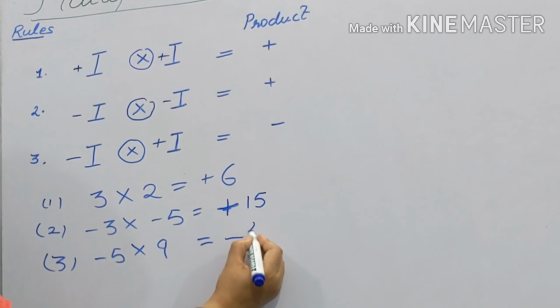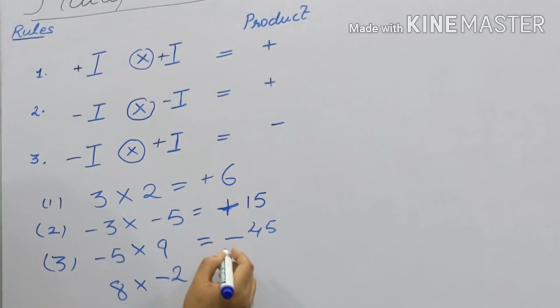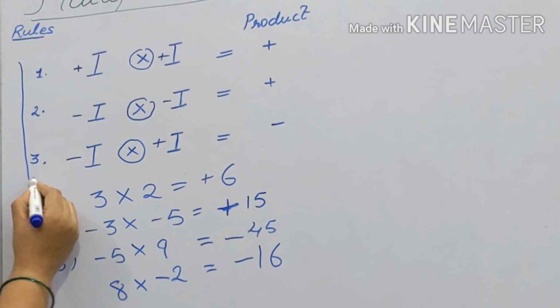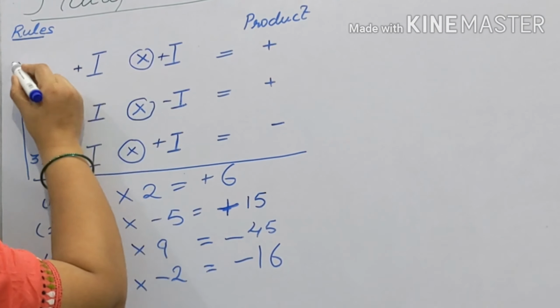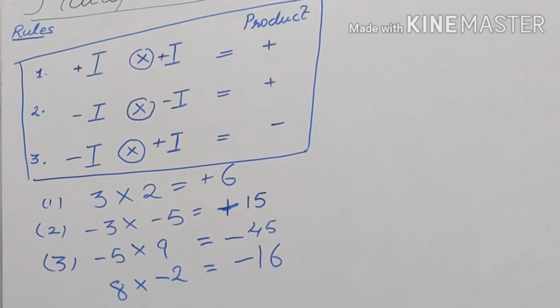9 times 5 is 45. Or you can take one positive integer into one negative integer. Again, because the two integers are with opposite signs, the product is negative. Answer is 8 times 2, 16. So this is the key table which helps you in solving questions based on multiplication.